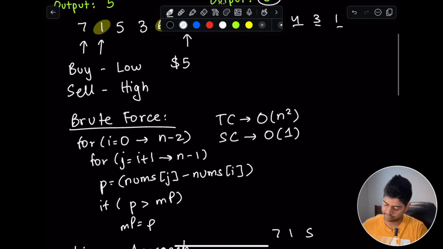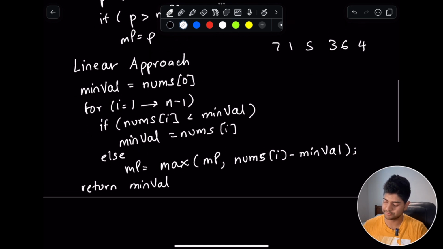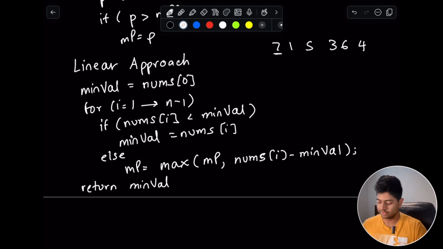Now, we know this works because if we were to dry run this on the example 7, 1, 5, 3, 6, 4, right, we're going to see, okay, first we picked 7 as the day we're going to buy this stock. Then we're going to go in and see, hey, 1 is less than my minimum value. So now the day I buy is going to be the 1. Now, we're going to keep going to 5. It's not less than, so let's calculate profit. So our max profit, MP, will be 5 minus 1, which is 4.